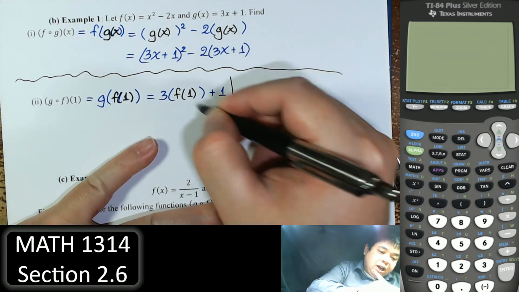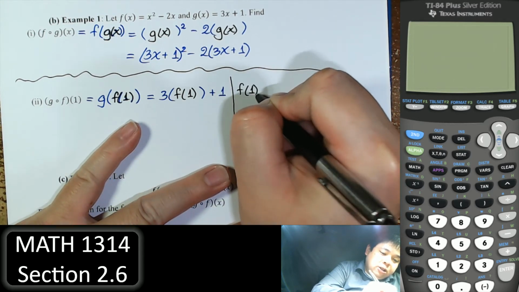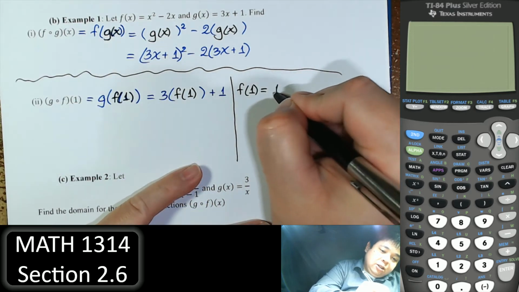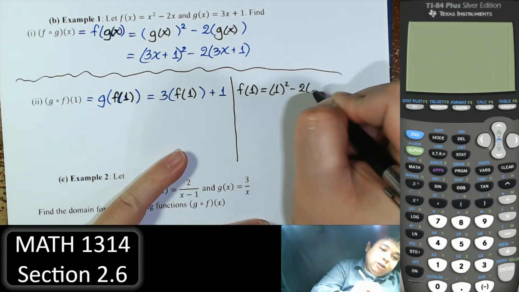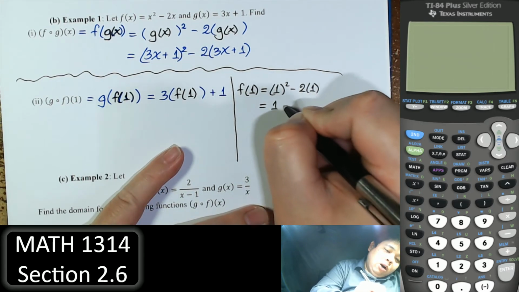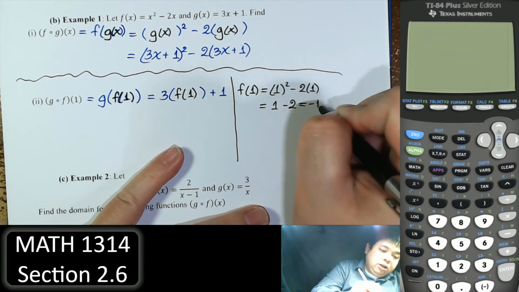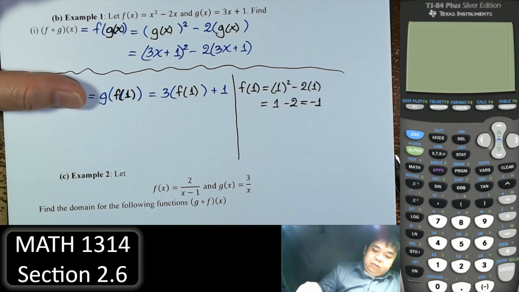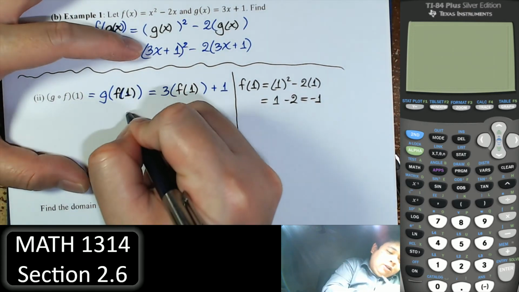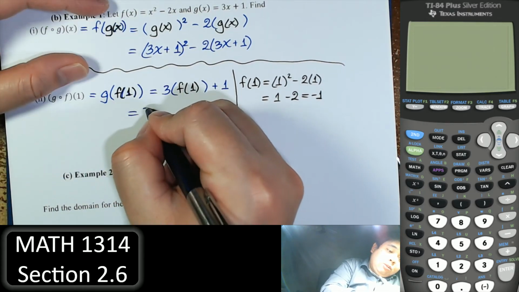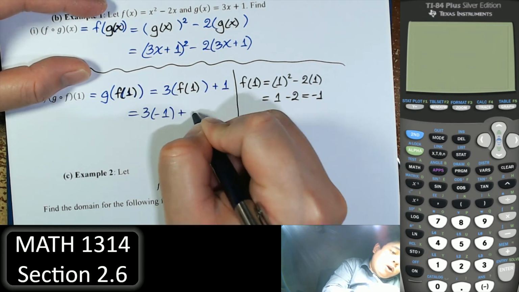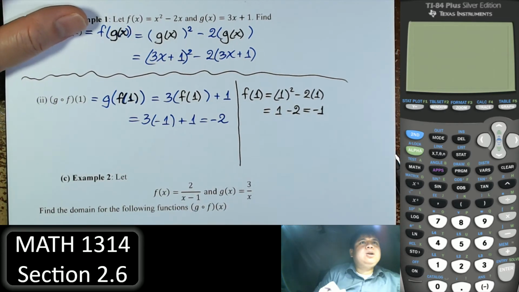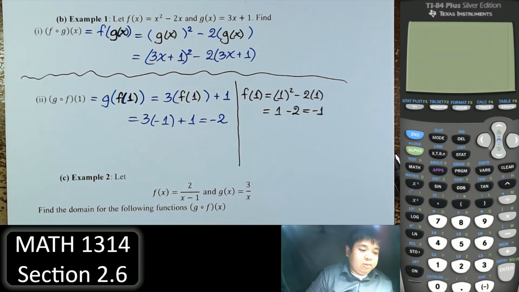Now we just need to find f of 1. So for f of 1, I'm just going to put 1 in for all the x here. One minus 2, so it's negative 1. So we have negative 1 for f of 1, so we have 3 times negative 1 plus 1, negative 2. Right, so very straightforward.